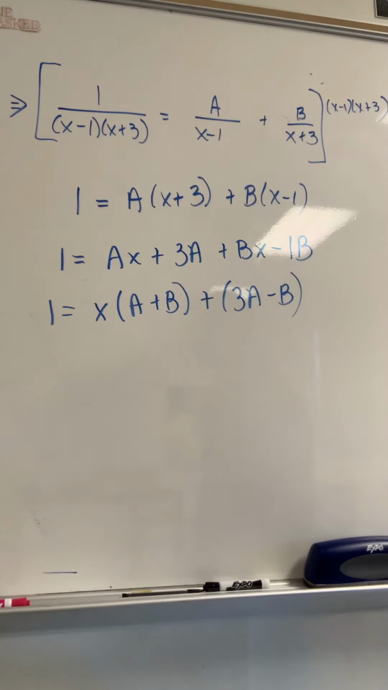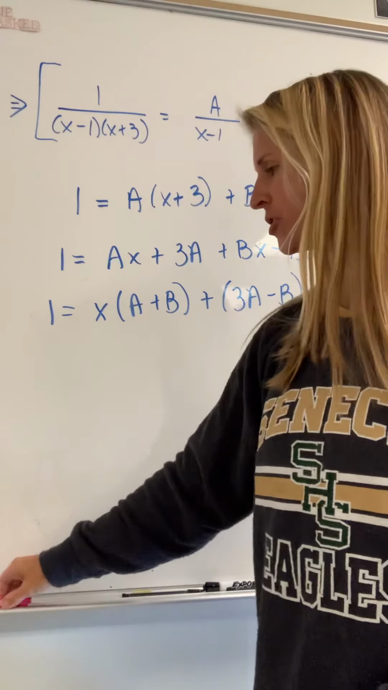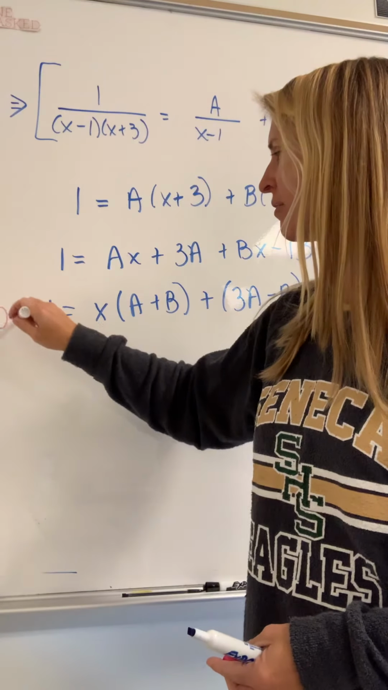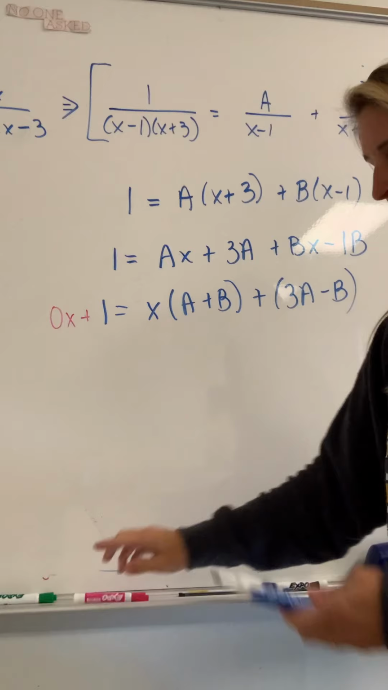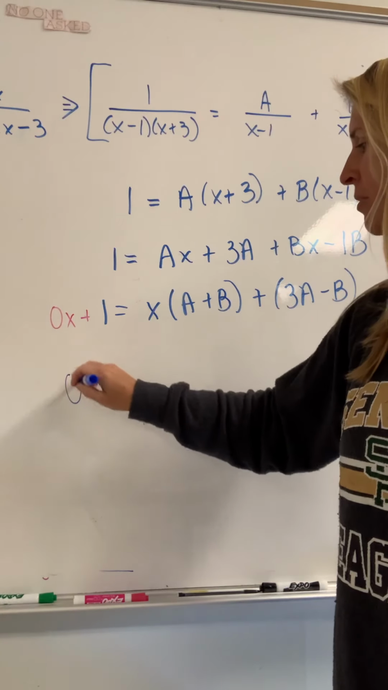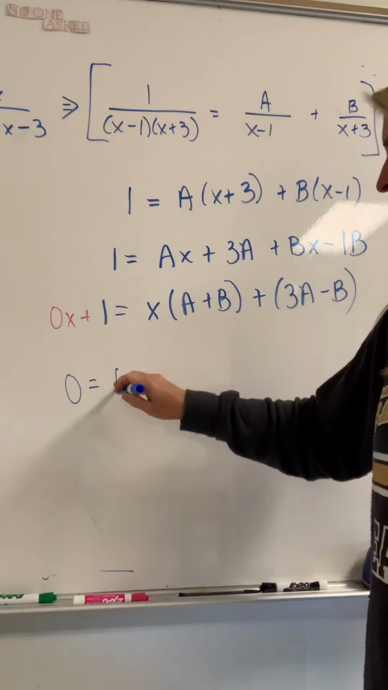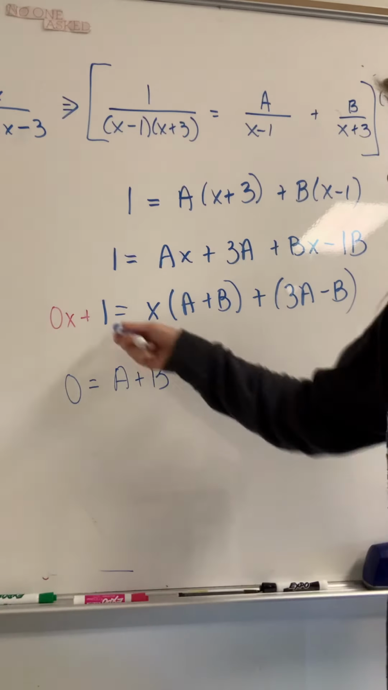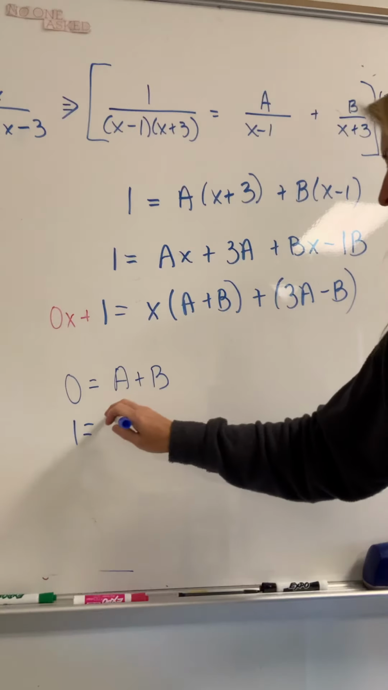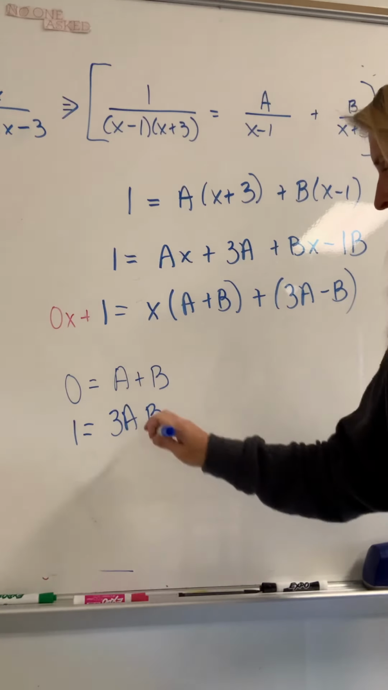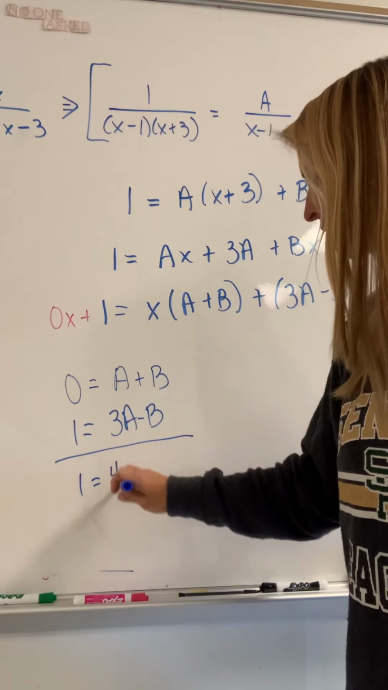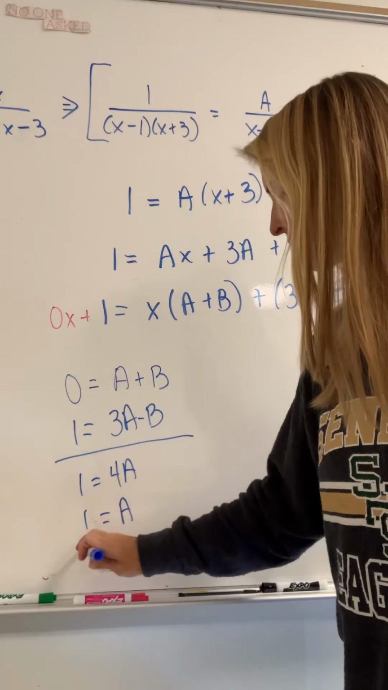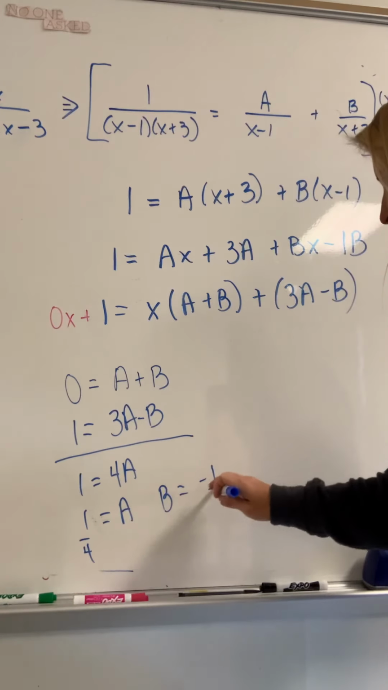This is different than the last one because the only thing I have on the left is 1. So what am I supposed to match up the x term with? Well, technically, I have a 0x plus 1 over there. So the coefficient of x on the left is 0. The coefficient of x on the right is A plus B. The 1 on the left is going to equal 3A minus B. Okay, so let's add these together. I'm going to have 1 equals 4A. So A equals 1/4. B then equals negative 1/4.